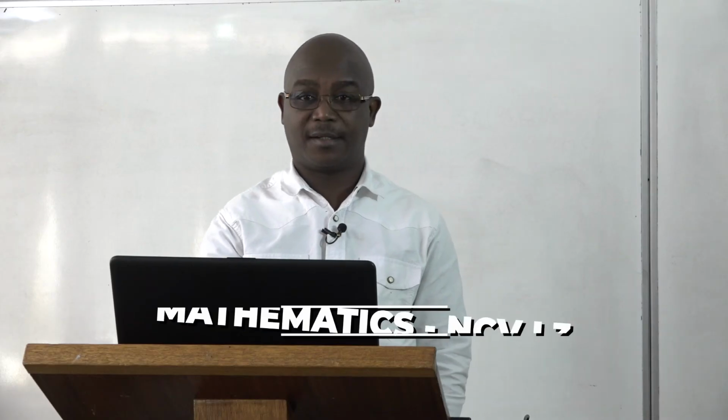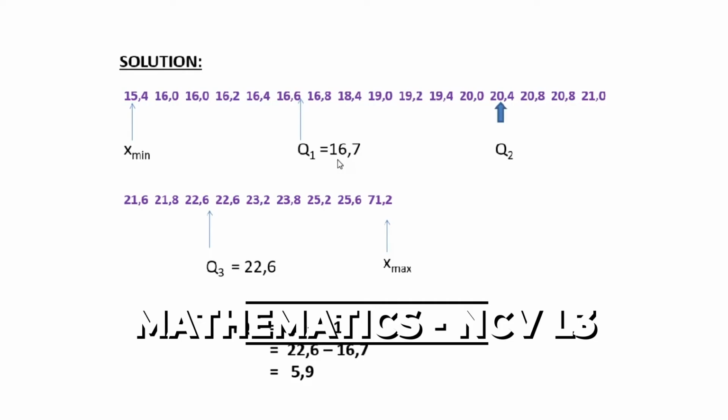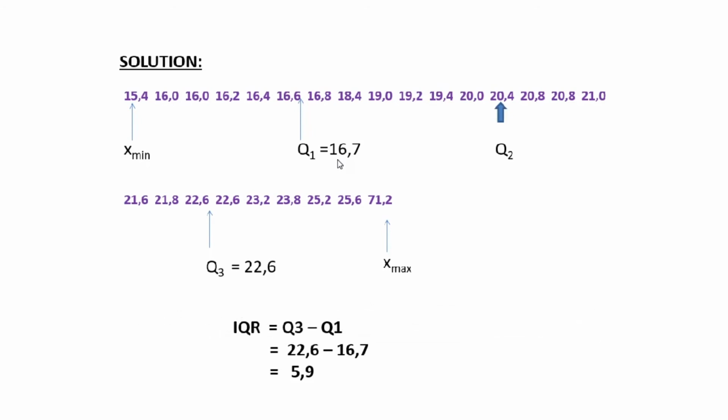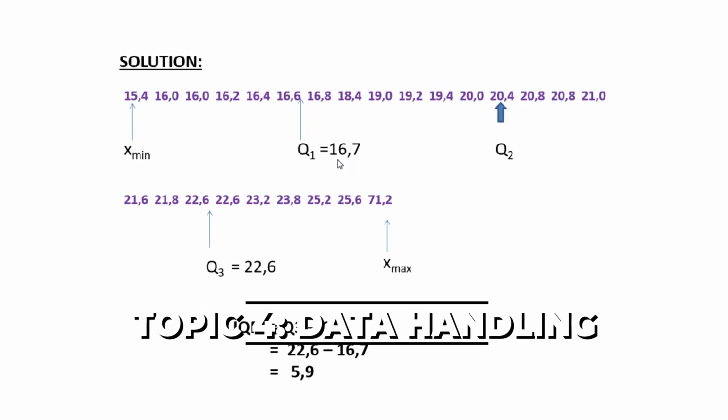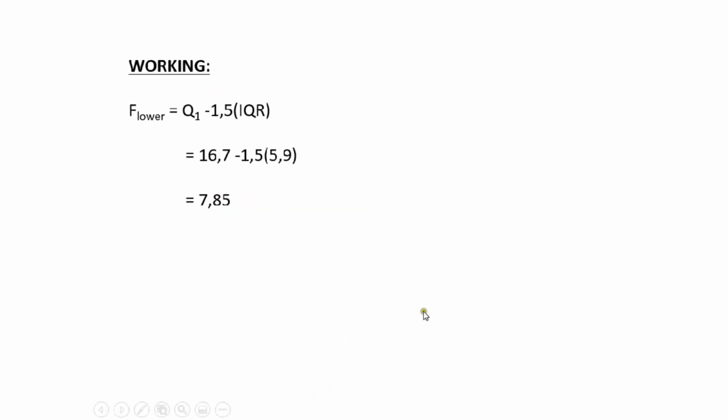I hope and trust you were able to determine the fences. Now let's go through the question once again. From the earlier part of the lesson, we did Q1, Q2, and Q3. And therefore now, we use Q3 and Q1 to determine the interquartile range, because we need the IQR for the calculation and determination of the fences. Now, for the lower fence, this would be our calculation. We do the substitution, we get 7,85.